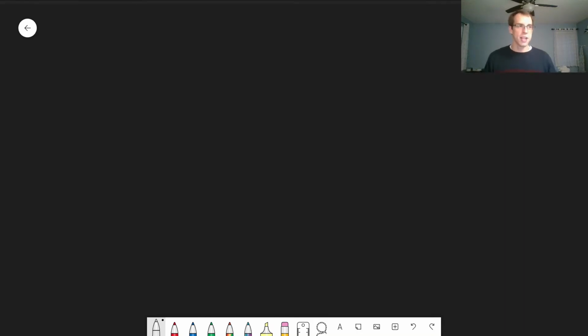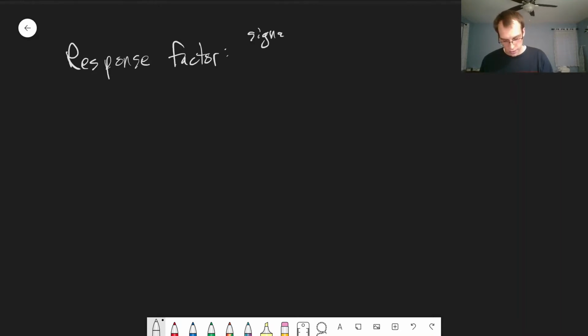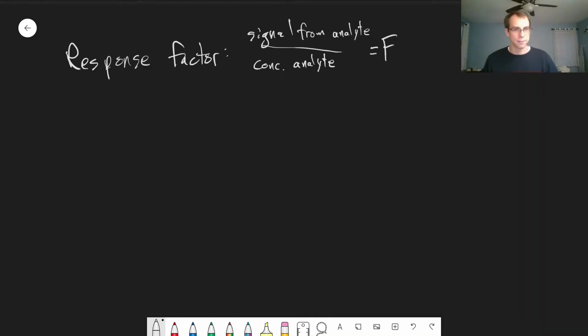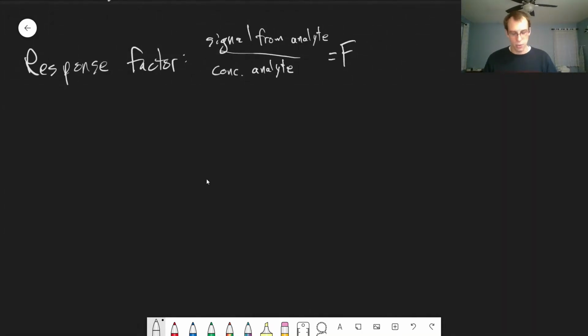Mathematically, when we use an internal standard, what we're interested in is what's known as the response factor. And this is the ratio. So if we take our signal from our analyte divided by the concentration of the analyte, that should be equal to some constant, which we call the response factor F, times the same ratio for our standard. So the signal of the standard divided by the concentration of the standard.